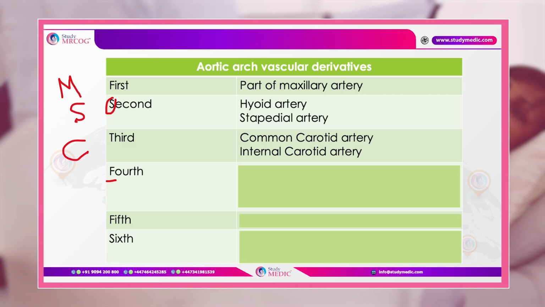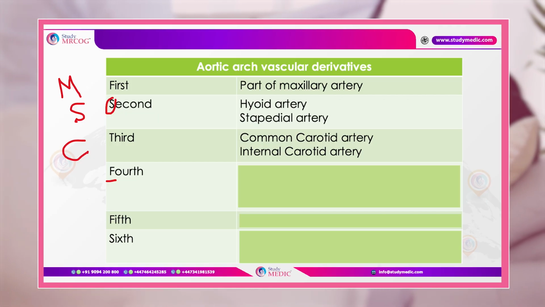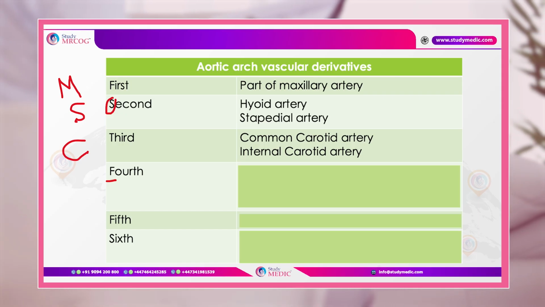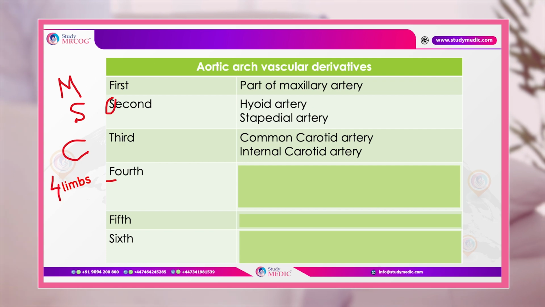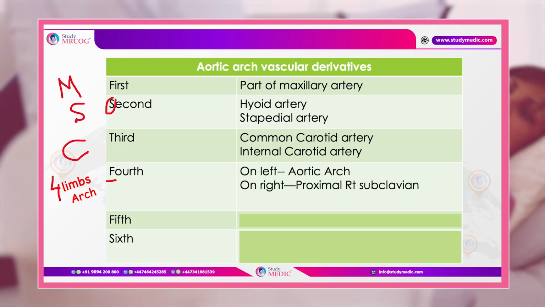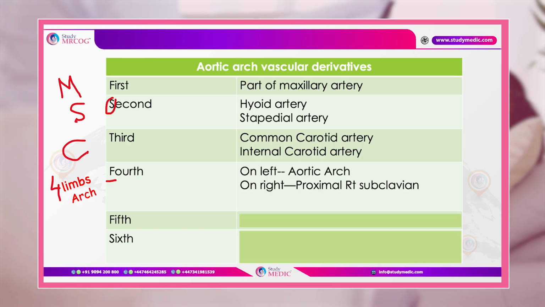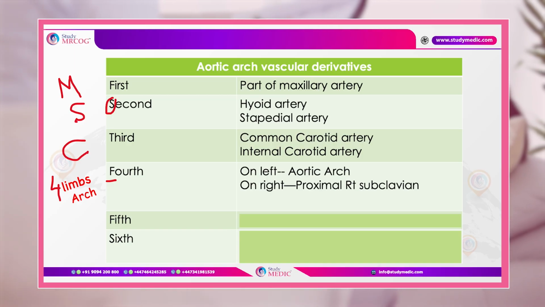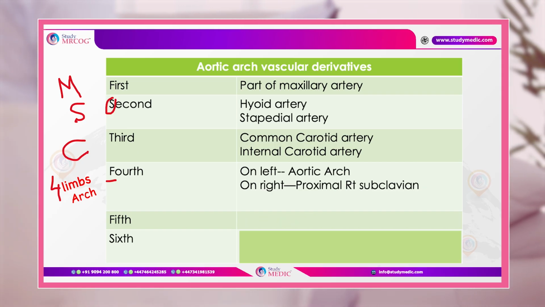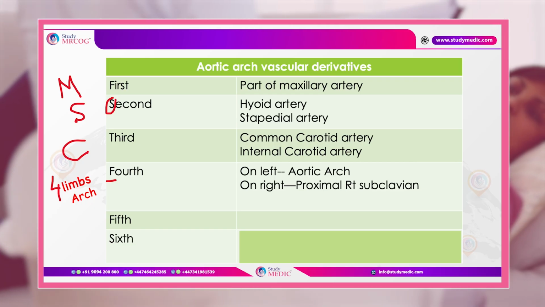So number 4. You have ARCH, which has 4 alphabets. Then how many limbs do you have? You have 4 limbs. So your limb artery and also the arch of the aorta is going to come out of the fourth aortic arch. On the left side you will have the aortic arch, and on the right side you will have the right subclavian artery, that's your upper limb artery. So that is your fourth arch derivative. The fifth arch will be regressing, so there is no artery associated with it.